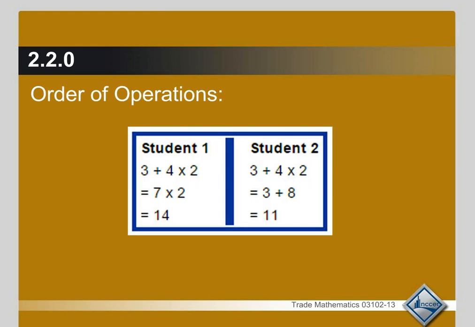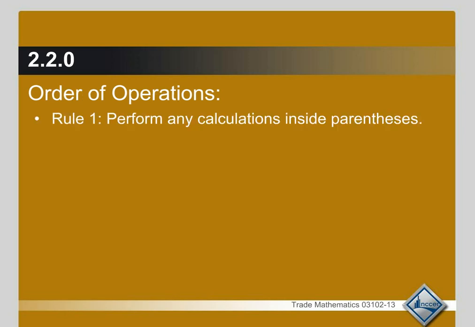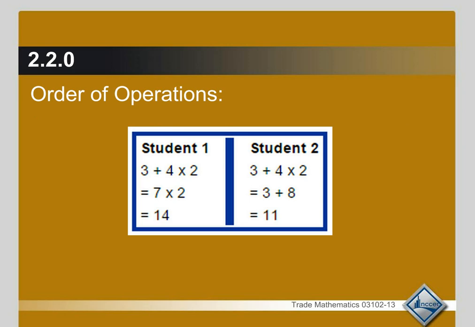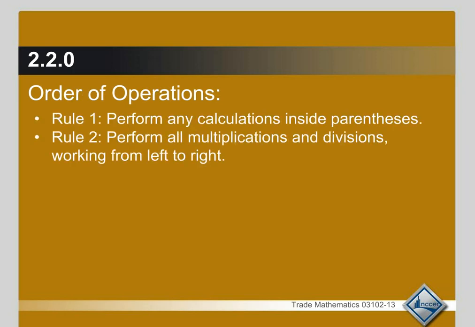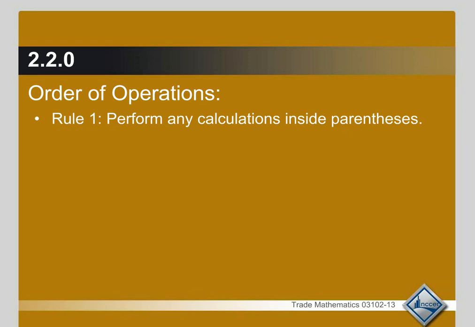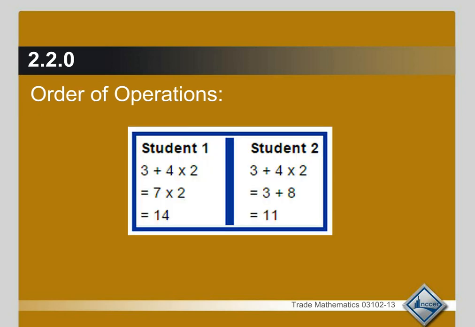So let's go back and look at student 1 and see what they did. Perform any calculations inside parentheses. Well, we don't have any parentheses. Let's go to the next rule. Perform all multiplications and divisions working from left to right. So let's see who followed the rule properly.